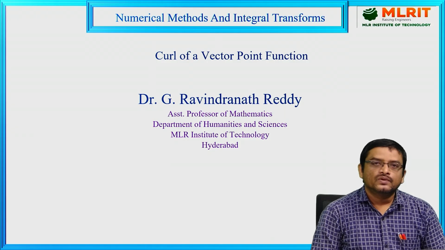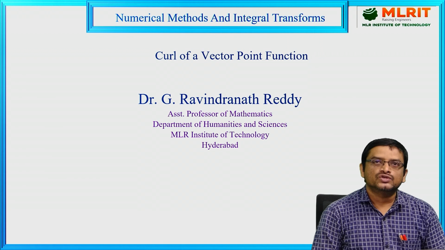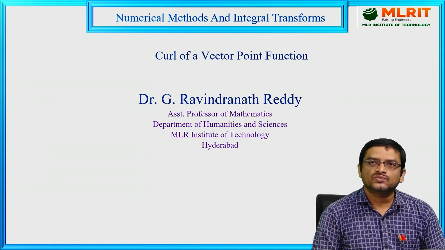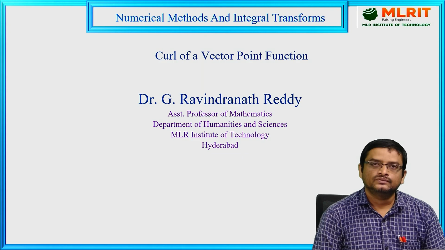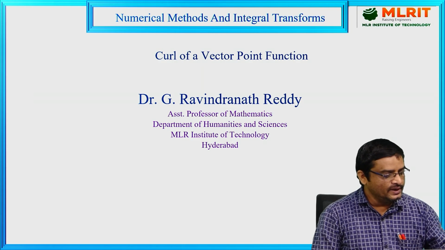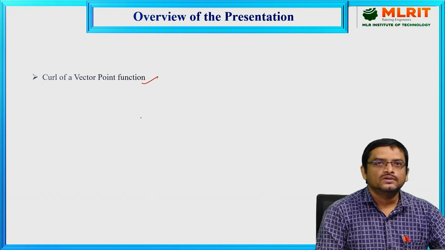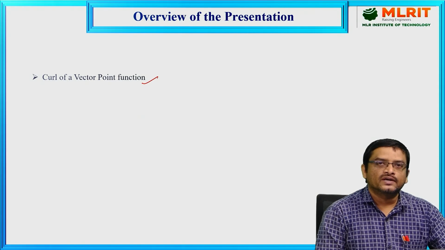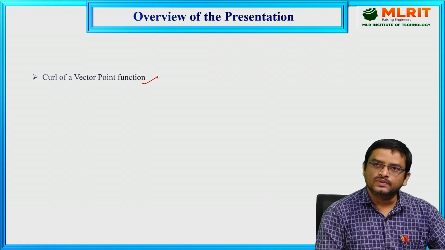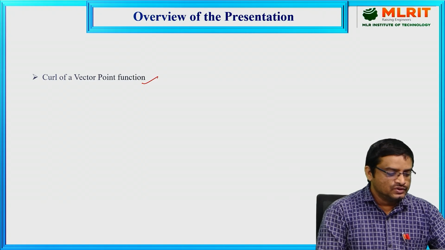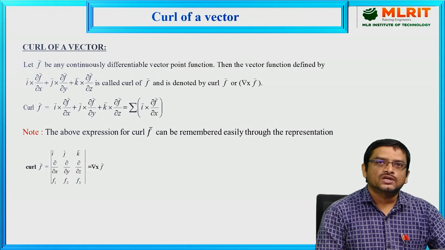So now we are in the course of numerical methods and integral transforms. In that course, we are discussing how to find the curl of a vector point function. In this video, we will discuss how to find the curl of a vector point function, and if that curl of that vector point function is equal to 0 bar, then what will be that vector point function? We will take some problems on this concept here.